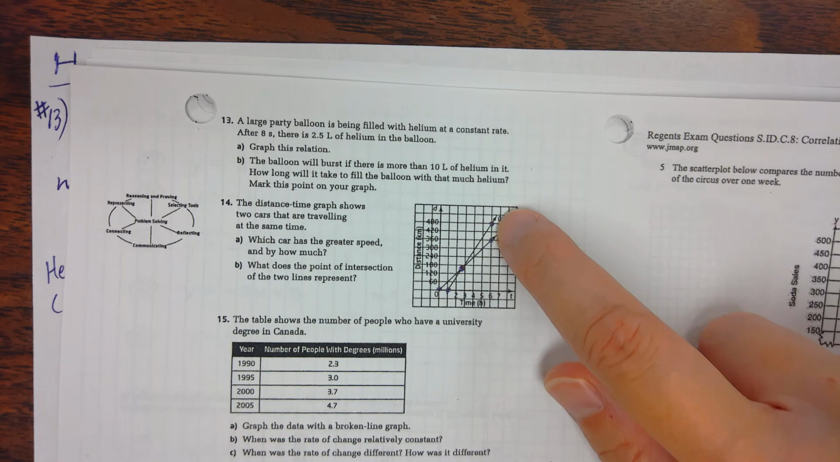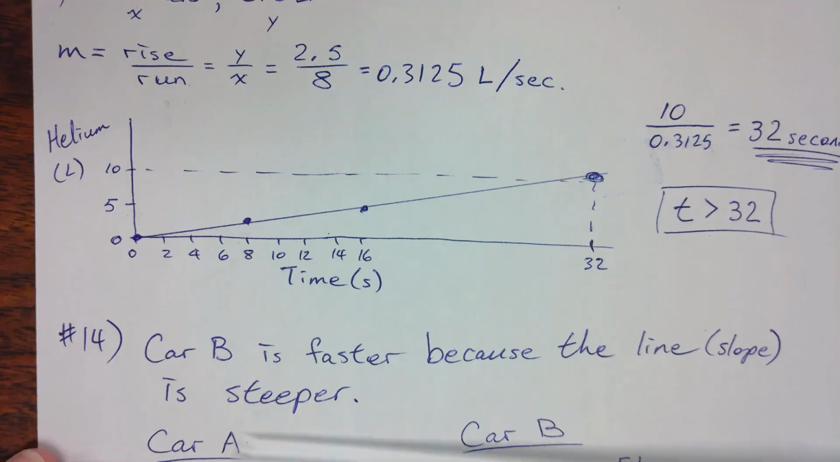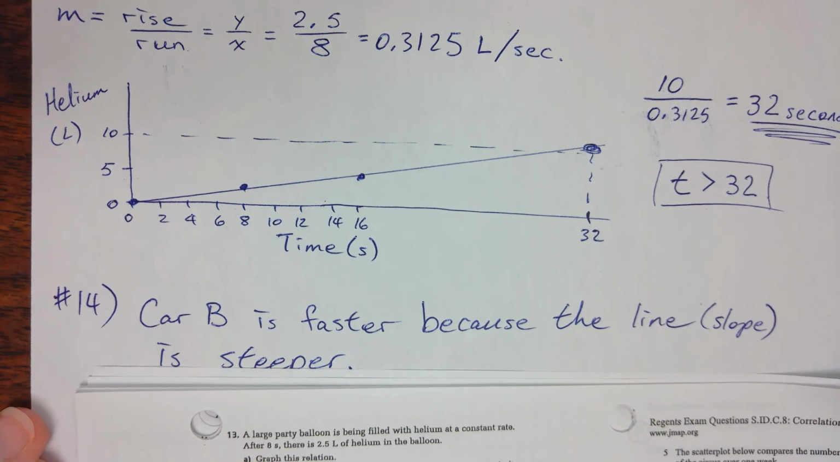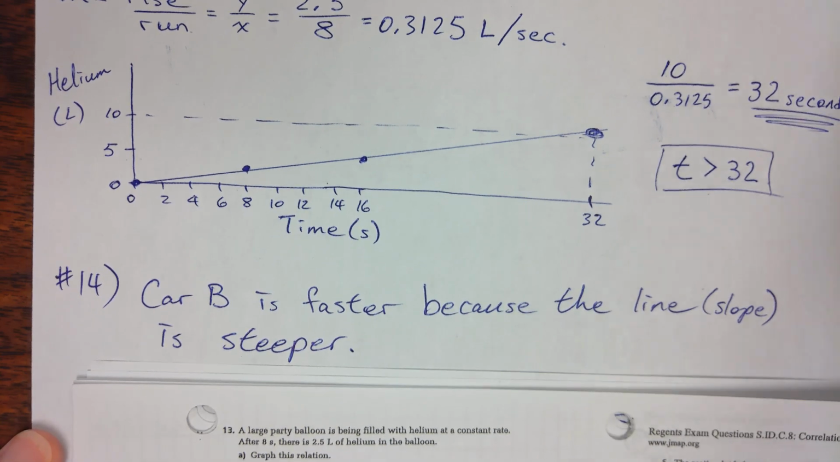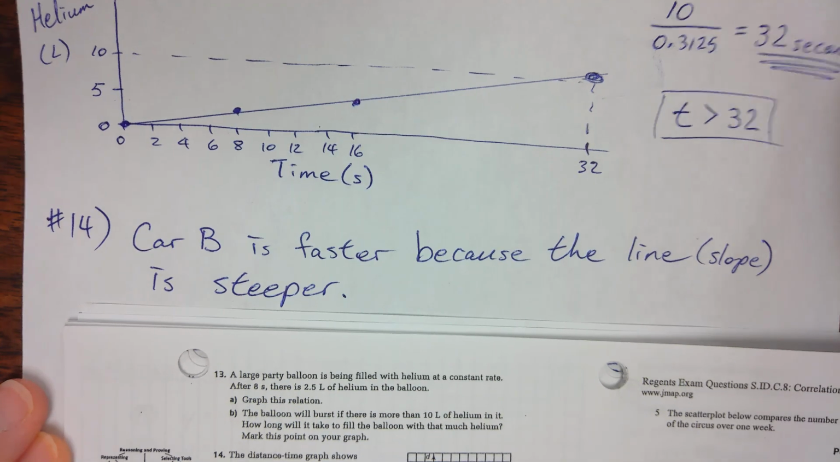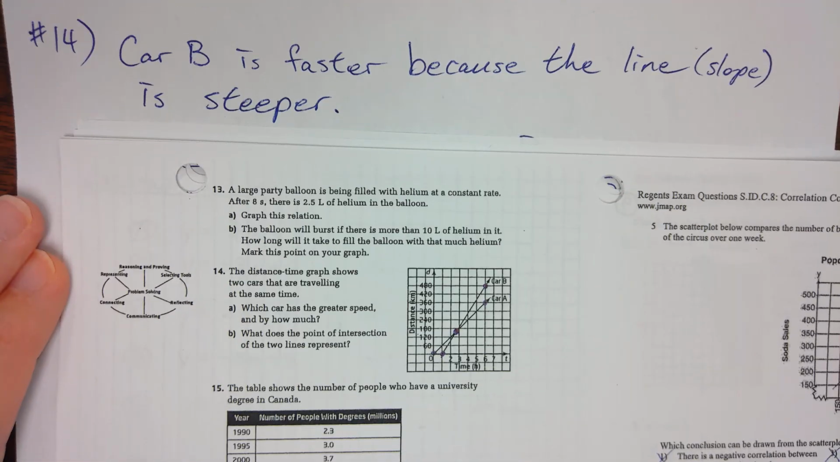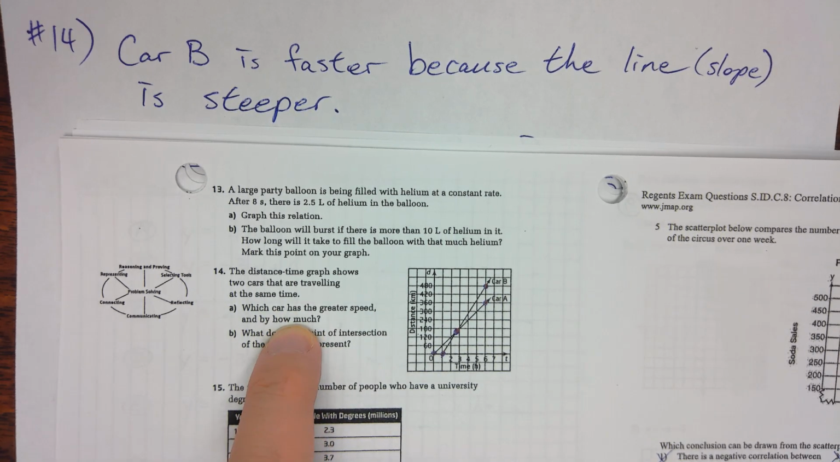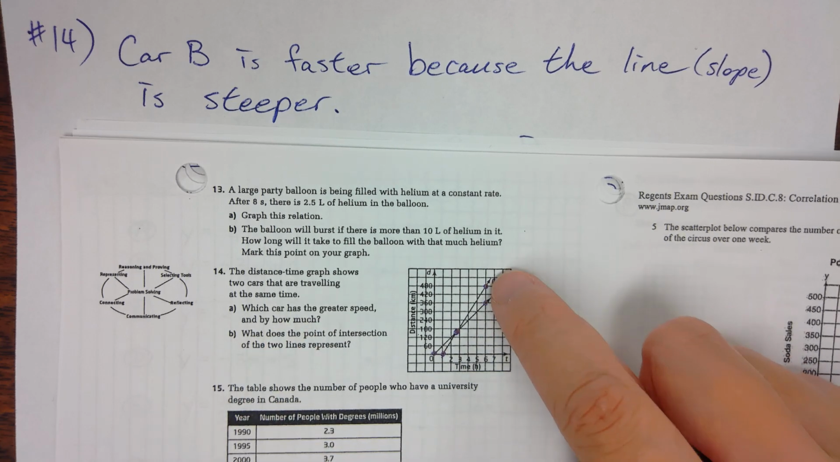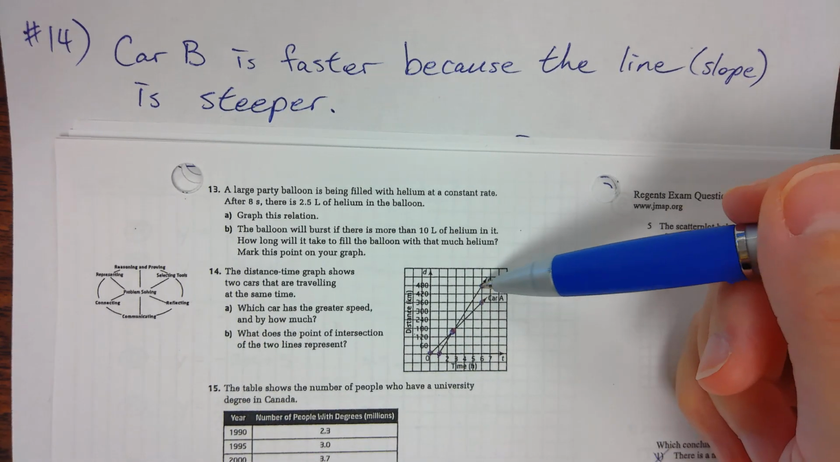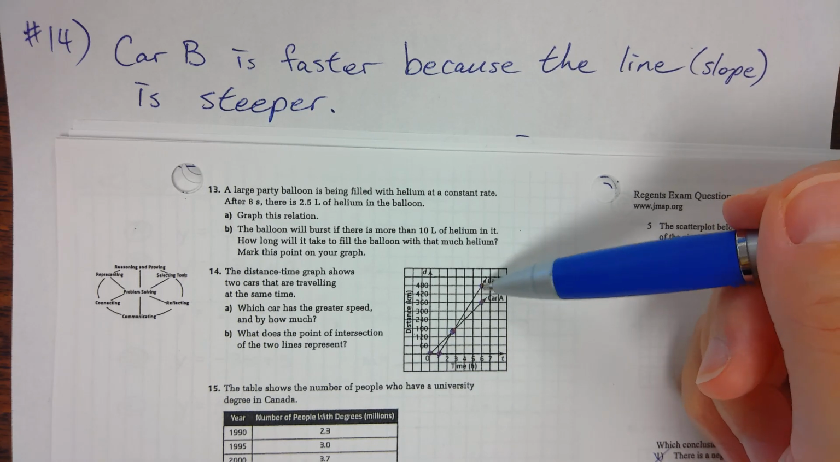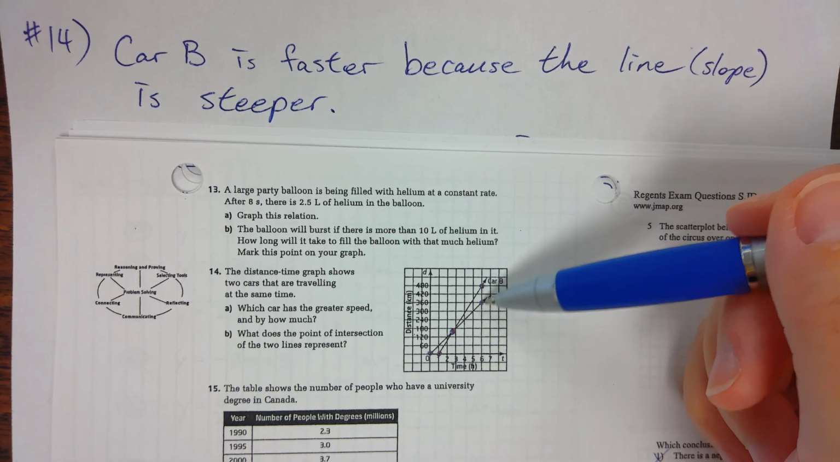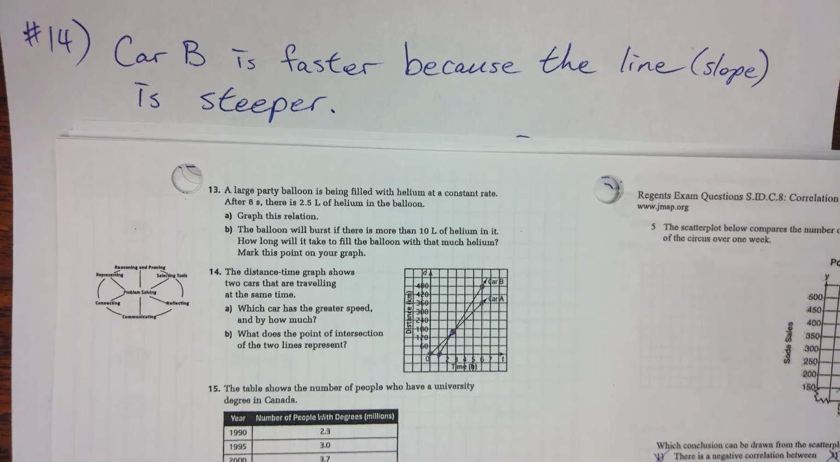So you need to know that car B is faster because the line or the slope is steeper. Okay. If I just answered that, will I get full marks for this question? Take a look at the question. What am I missing? Yeah, how much? So if you read the whole question, it says by how much. Okay, so I do see 2 points right here. Does that mean I can just subtract this difference and then that's how much faster it is? No. No, why not?